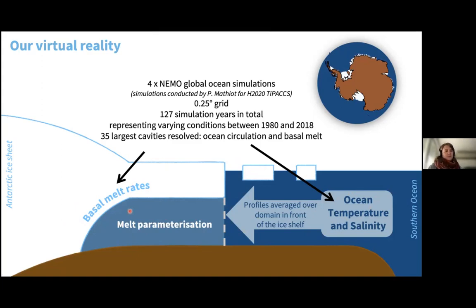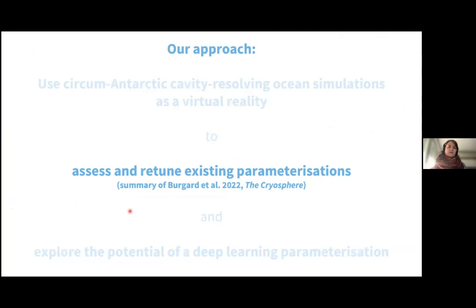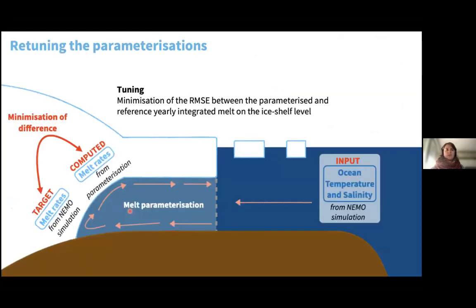Let's go to what we did with this. So to the assessment and retuning of the existing parameterizations. And for this, I want to start with getting on the same page on different definitions. So for example, what do we mean by tuning? We tune on minimizing the root mean squared error between the parameterized and the reference yearly integrated melt on the ice shelf level. So what does this mean?